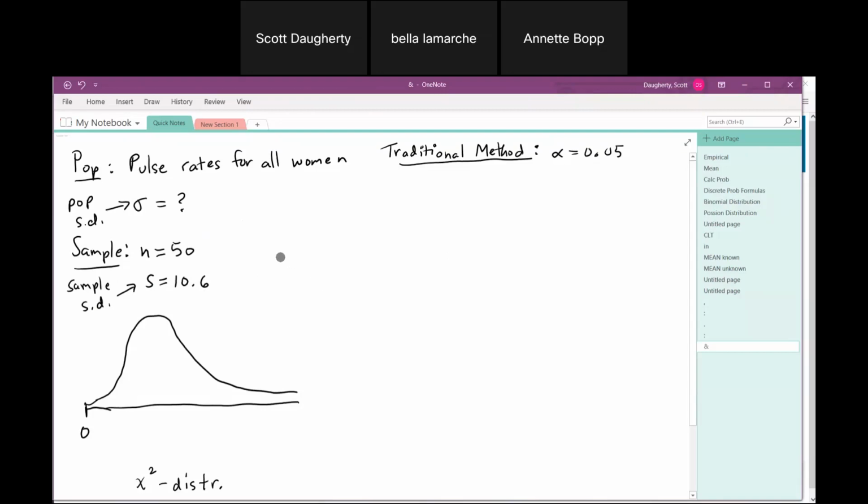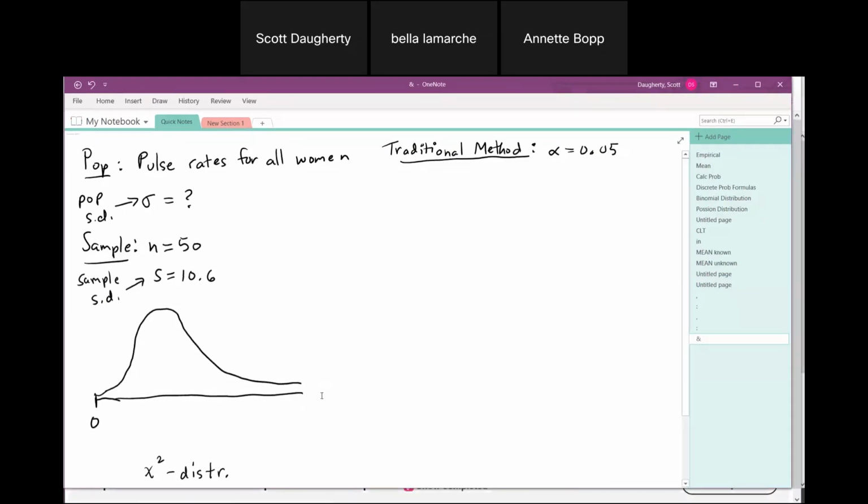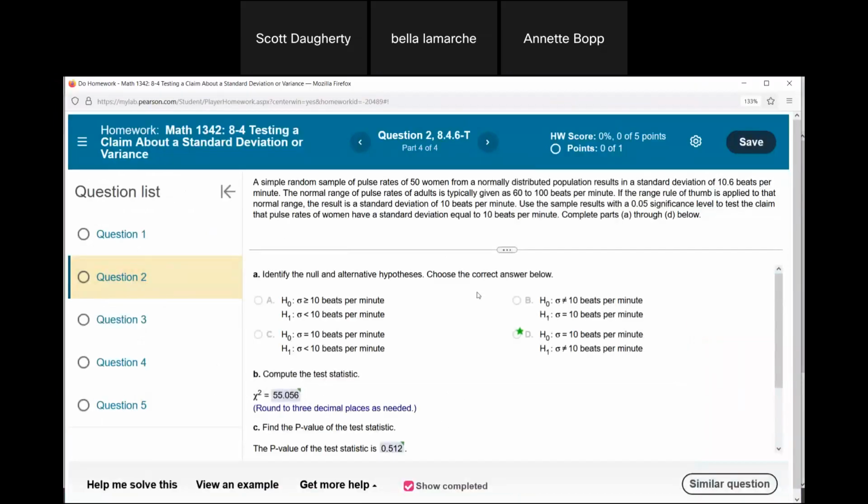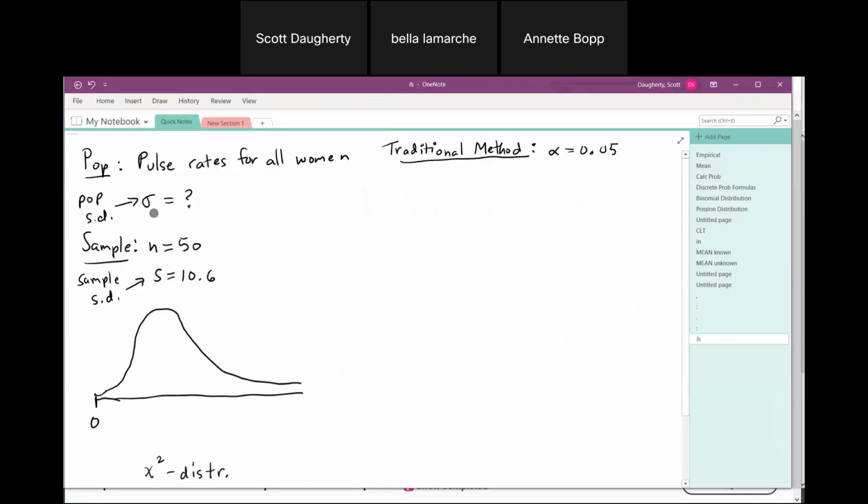Okay, so remember, the first thing you want to do when you work out these hypothesis testing problems is identify the claim and write it down mathematically. So let's start there. If you read through this problem, at the very end it says use a 0.05 significance level to test the claim that the pulse rates of women have a standard deviation equal to 10 beats per minute. So what they're claiming is that this sigma here from the population is actually equal to 10. So that's the claim.